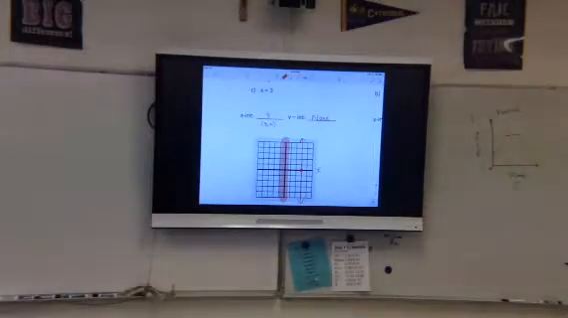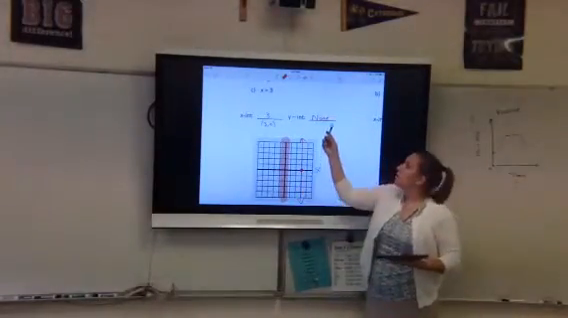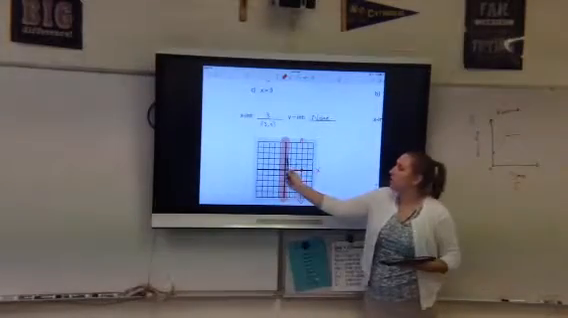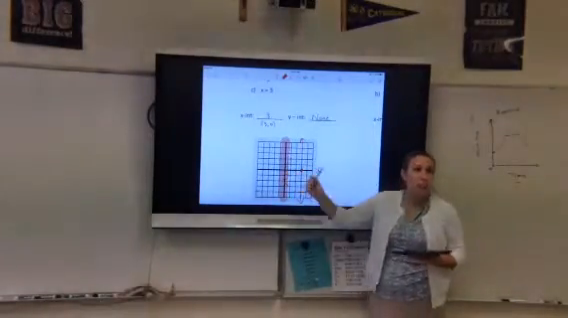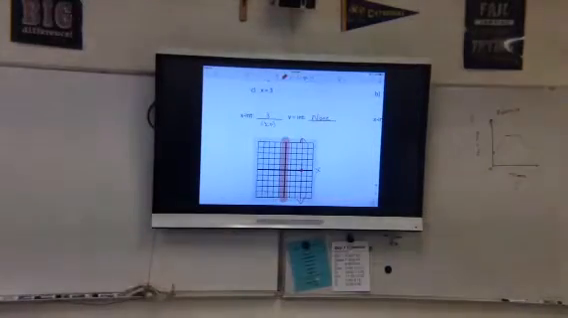Okay? So if I look here, it crosses x at 3, so it crosses at 3. There is no y-intercept, so it can never touch that y-axis, which means it'll have to run parallel. Okay? All right, let's go to the next one, and let's take a look at the next one.